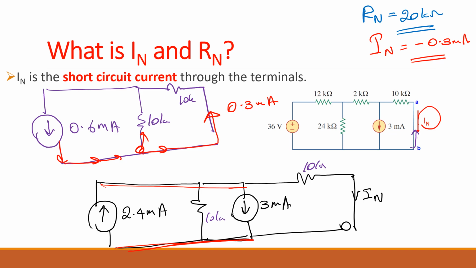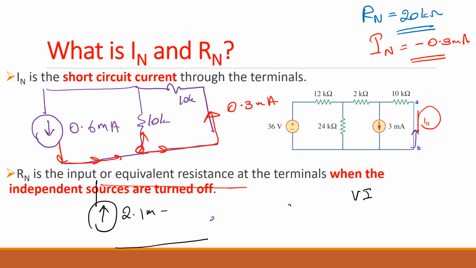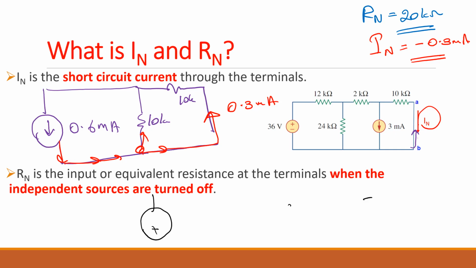Okay, if you want to further simplify this, you can convert this to a voltage source. What will happen? Then you have it like this, am I right? So you have your 10 and a 10 in series, isn't it? So what is this voltage? 0.6 times 10, so 6 volts.